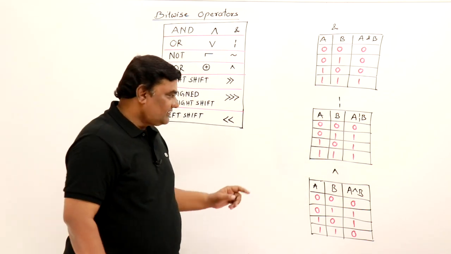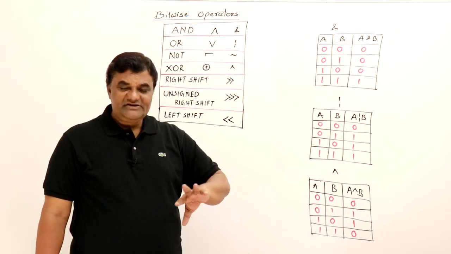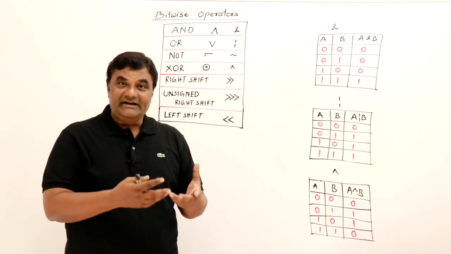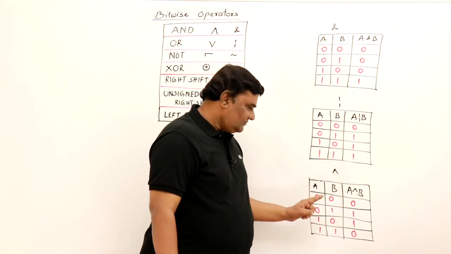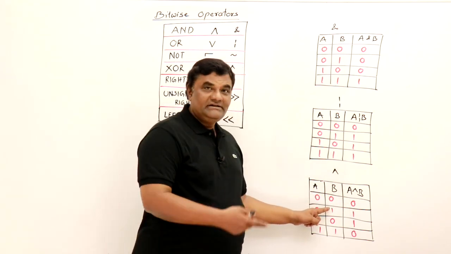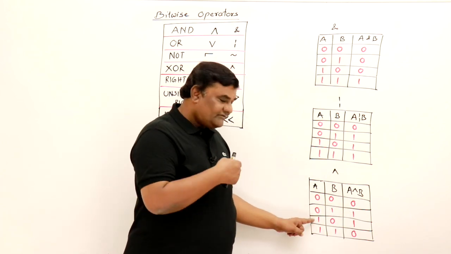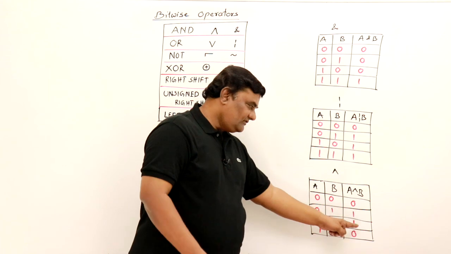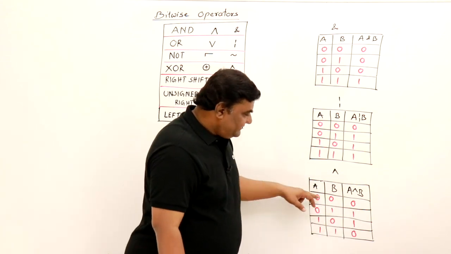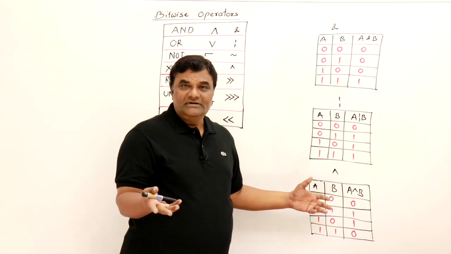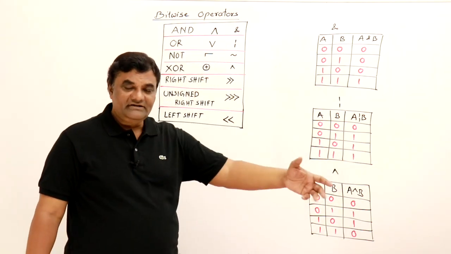Now let us see XOR, exclusive OR. Exclusive means which stands out, which is separate. So let us see this. 0, 0 is 0. 0, 1: one of them is 0 and the other one is 1, so 1. Here the first one is 1 and the second one is 0, then also it's 1. If both are 0, they are the same, it's common, so 0. If both are 1, they are the same, it's common, so it is 0.